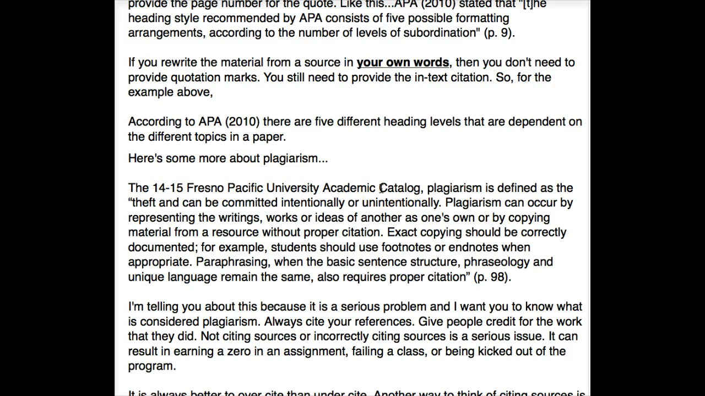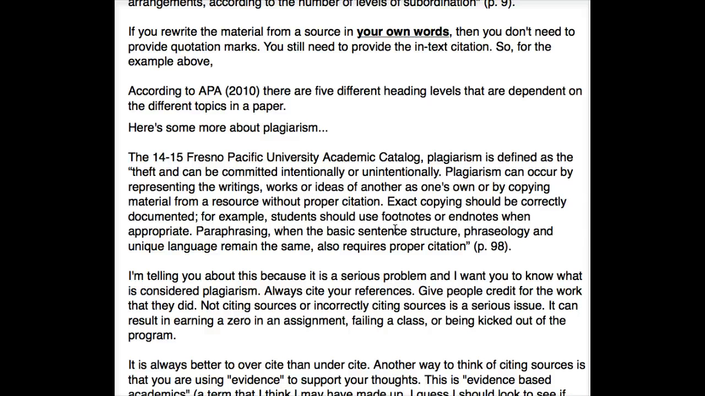how plagiarism is defined. Okay, so from our catalog, plagiarism is defined as, quote, the theft and can be committed intentionally or unintentionally. Plagiarism can occur by representing the writings, works, or ideals of another person as one's own, or by copying material from a resource without proper citation. There's a critical word. If you don't cite the material, that is plagiarism. Exact copying should be correctly documented.